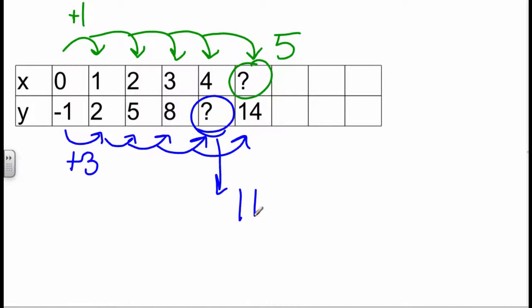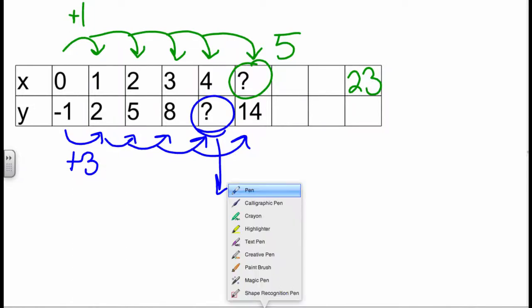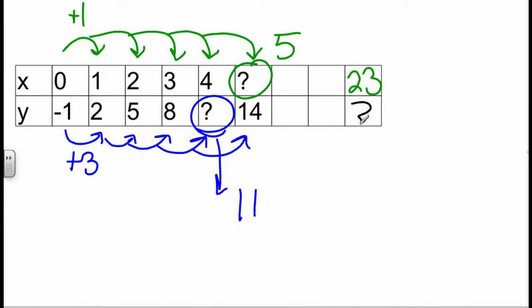I'm going to throw a curveball in here. I'm going to say, what if X was 20? What if X was 23? How would we find Y? We have to come up with a relationship between X and Y.